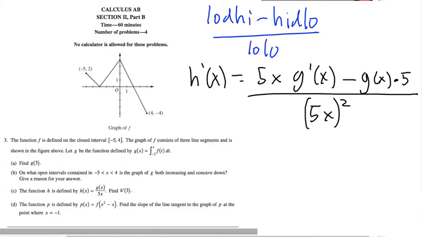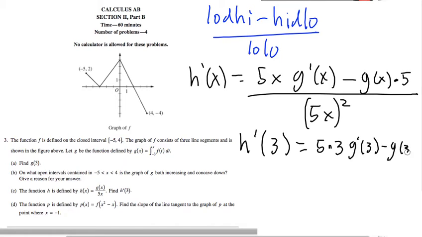So I tell you what, let's just kind of leave this the way it is, and let's plug 3 in. In goes our 3, and let's see what happens. We have 5 times 3. We have g prime of 3. We have g of 3. And we have 5. Sorry, I ran out of room there.